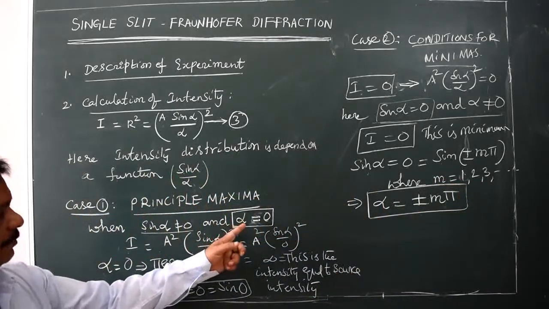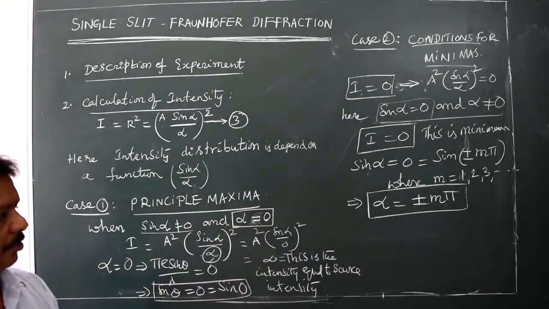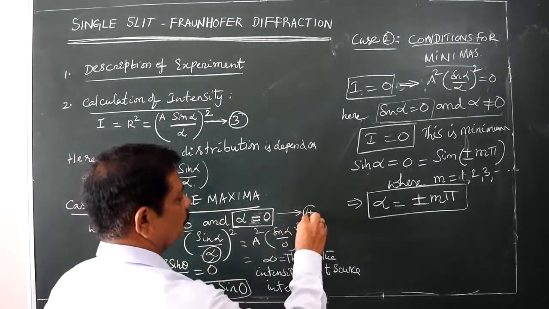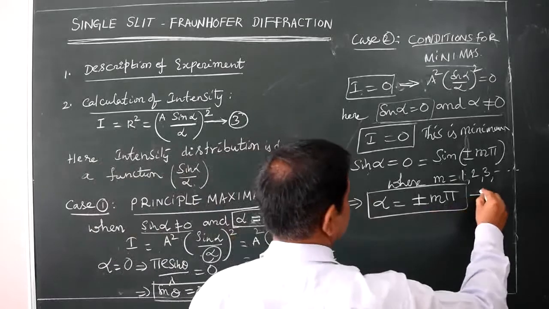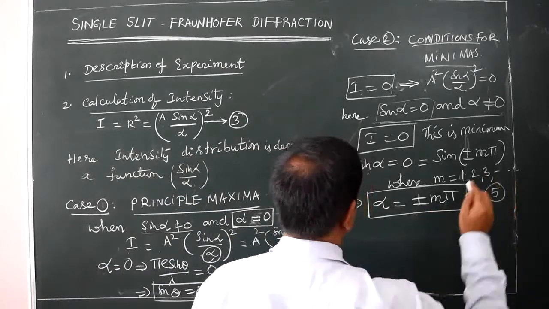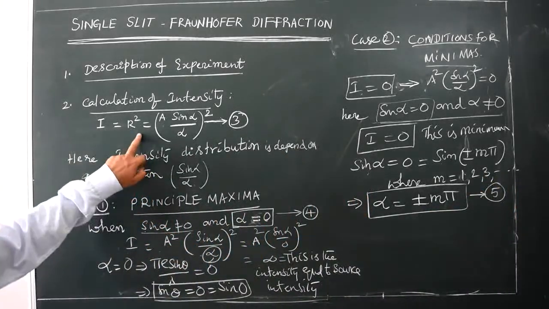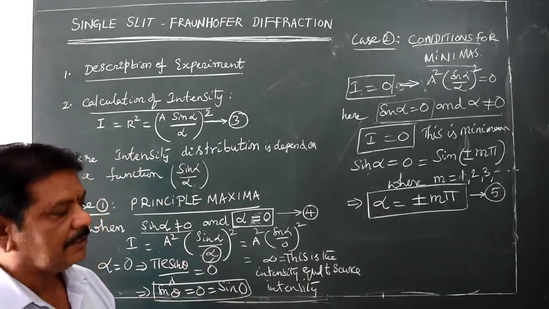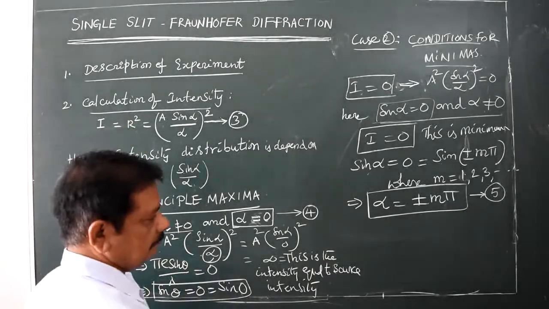What is the condition for maxima? Alpha is equal to 0. So the condition for maxima is taken as equation 4. The condition for minima is taken as equation 5. What is equation 3? The intensity expression. What is equation 2? D. What is equation 1? Phase difference.